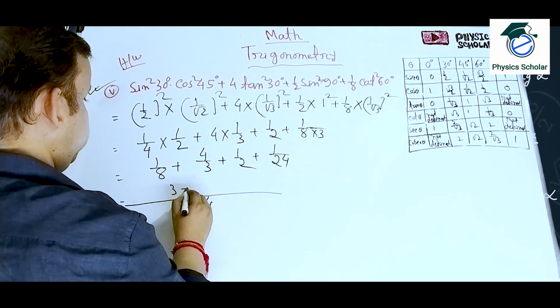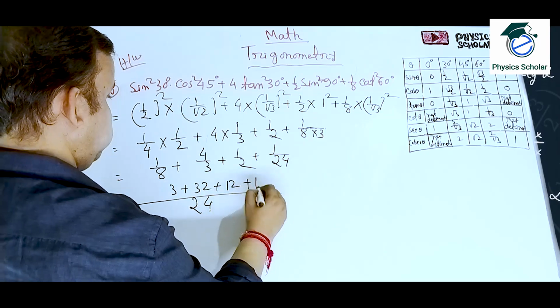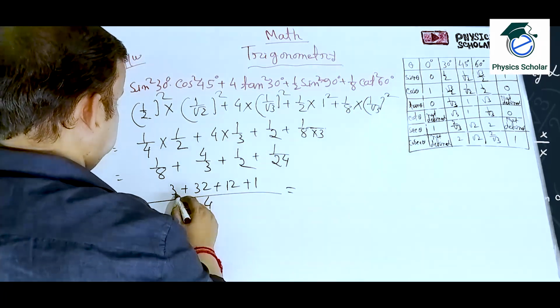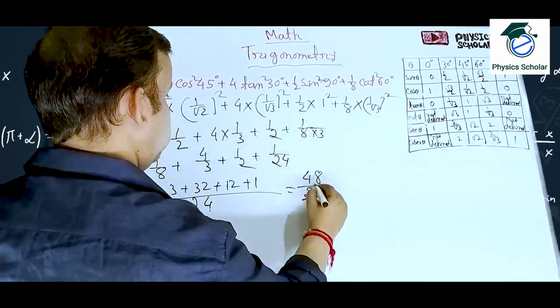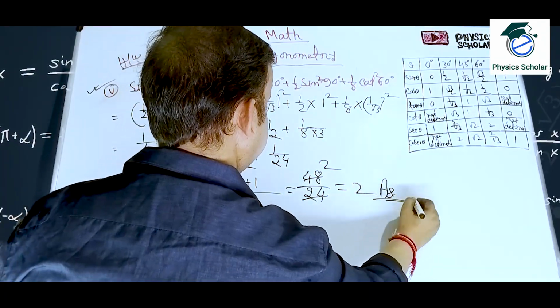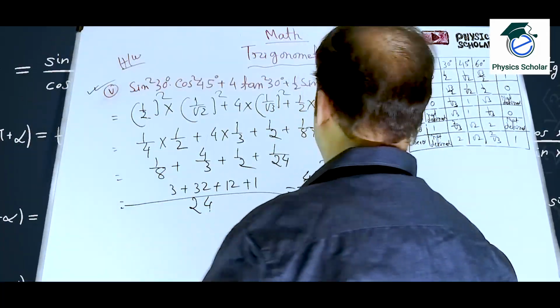So it will be 3 plus 32 plus 12 plus 1. So 32 and 12 is 44, 47, 48. 48 by 24, so it will be 2. So that will be your answer. Okay. So very easy sum. Clear? Only the normal calculation.